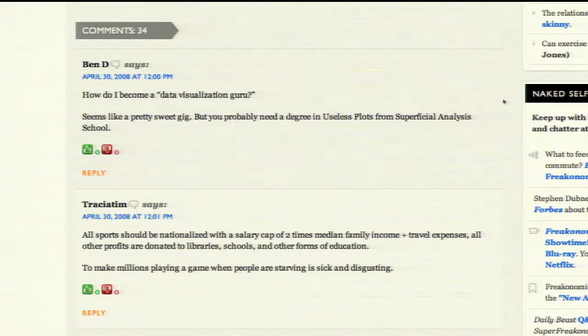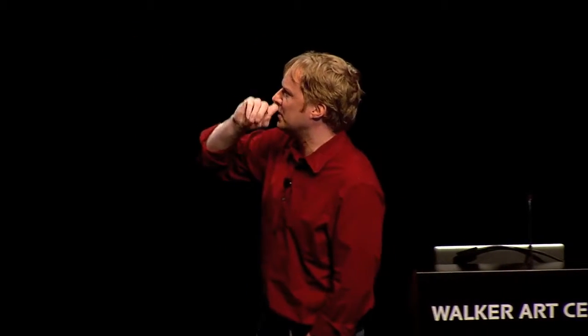Usually I don't read comments. Usually they're way too positive or way too negative. But I love this. It's like, this guy needs a hug. But also in reading this, it's like, no, my friend, you need a PhD in useless plots from superficial analysis school. And also it's this couple-hour sketch, and now it's out there living, and so it has to be perfect and whatever.